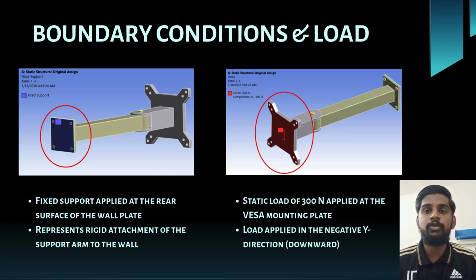All contacts between components were defined as bonded contacts, which simulate fully tightened fasteners and prevent relative motion between parts. A 300 Newton downward load was applied at the VESA mounting plate, representing the weight of the monitor acting on the support arm. The load was applied in the negative y direction, and the same boundary condition and loading were consistently applied to all three designs to ensure a fair comparison of results.